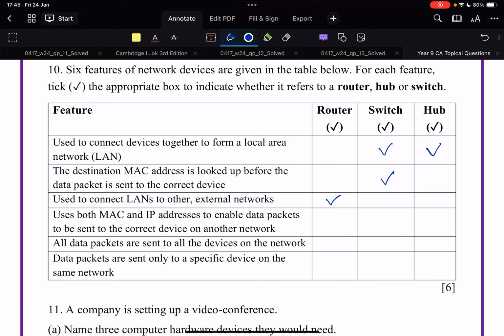Uses both MAC and IP address to enable data packets to be sent to the correct device on another network. Now, take note, modern broadbands, and this is a good time to talk about this, combine the function of a router and a switch. This means that they can store the MAC addresses and IP addresses to enable data packets to be sent to the correct network, and then to the correct device on the network. So it's not just sent to the correct device, also sent to the correct network. And this right here is seen as your router.